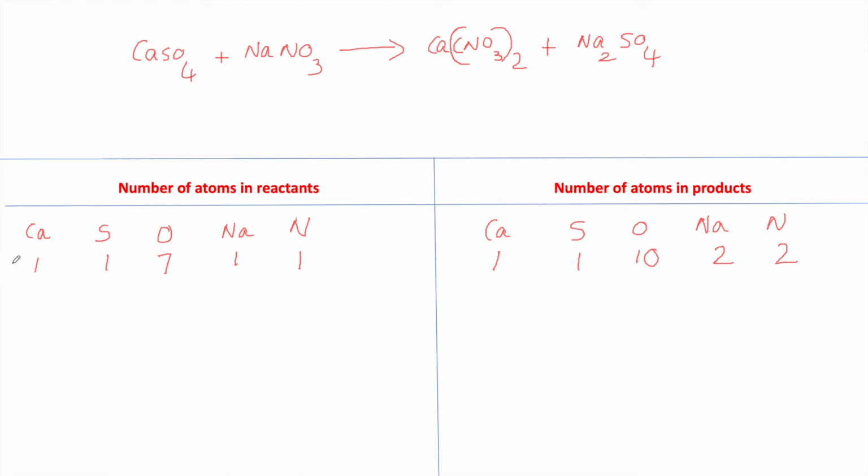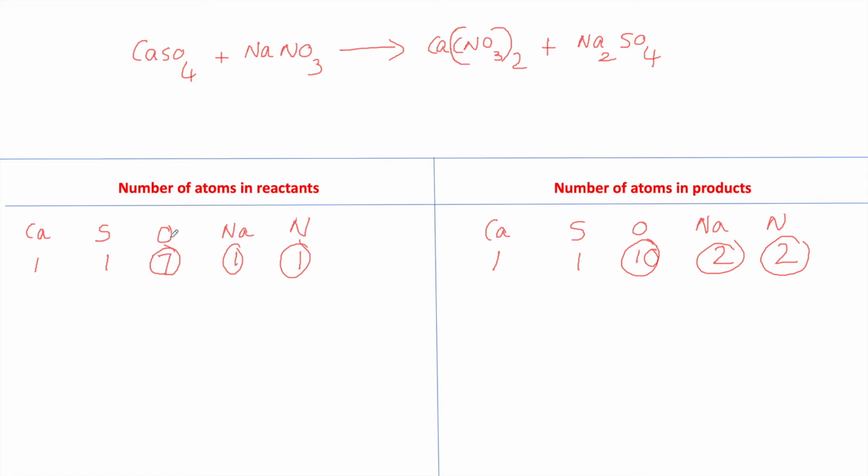Okay. Now calcium is balanced. Sulfur also is balanced. But oxygen, sodium and nitrogen are not balanced. So first I will start with balancing oxygen. You can select any of these atoms to balance first. Here I am choosing just randomly, it's oxygen. So oxygen is 7 here, and here it is 10.